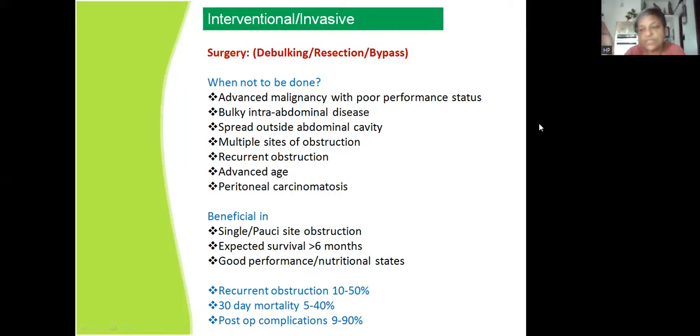Most of the time, why is it not done? Because of poor performance status, the malignancy must have advanced again, and there could have been multiple sites of obstruction. So the surgeon will take a decision not to operate. Surgery is only beneficial when there is a single site obstruction, the expected survival is more than 6 months, and of course good performance and nutrition status. So these are some things where the doctor takes a decision whether to do it or not.